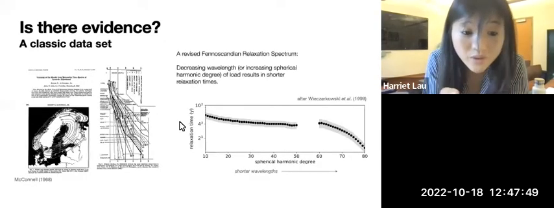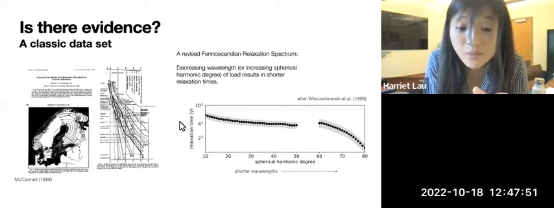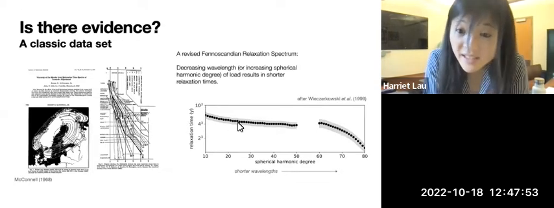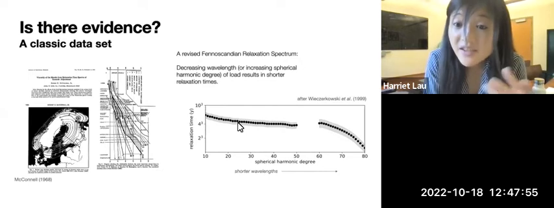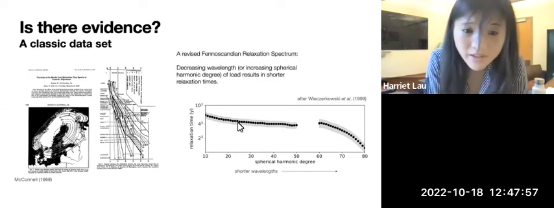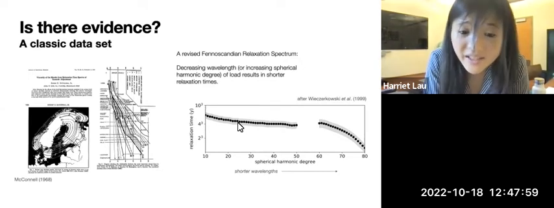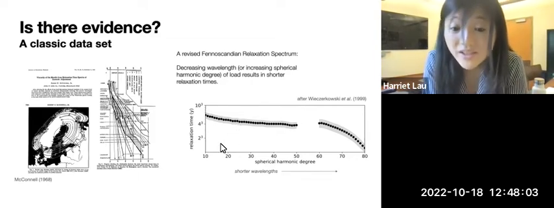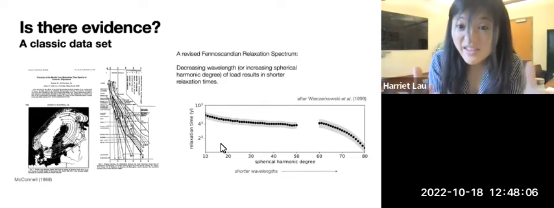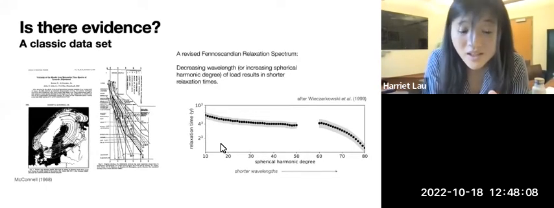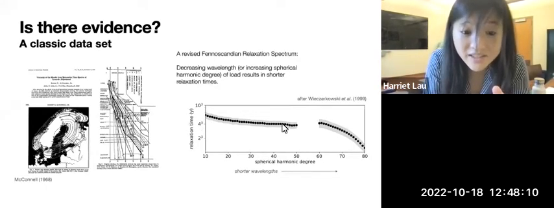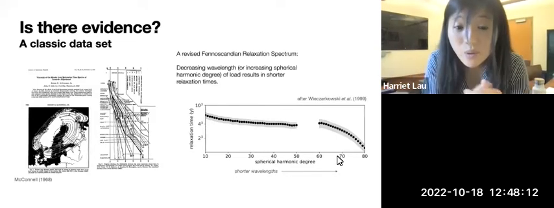And so what I'm showing you is actually a more recent study where Wysokowski did the same calculations with revised dates on those strand lines. But ultimately, what you see is that with increasing spherical harmonic degree, or basically shorter wavelengths, the relaxation time scale decreases. And that is exactly what we would like to see.